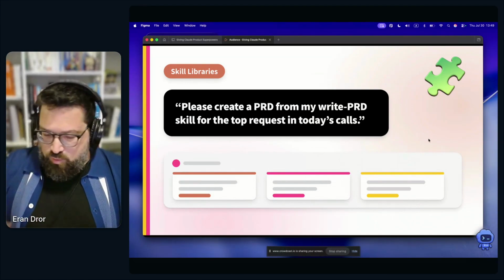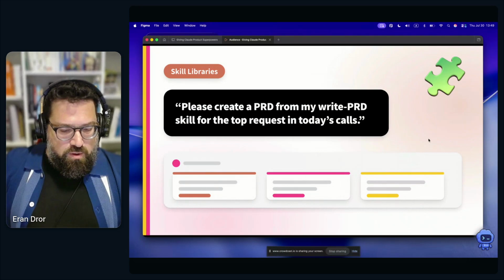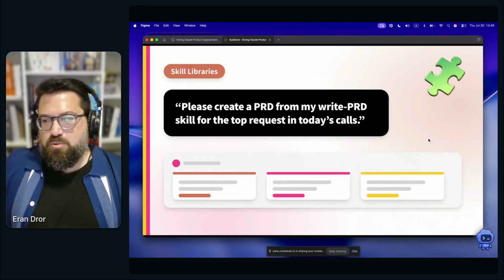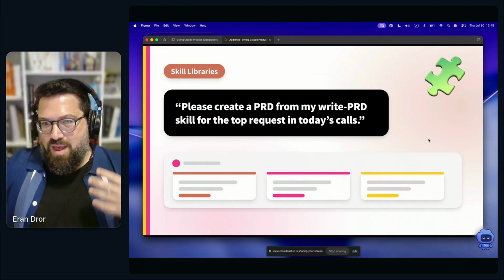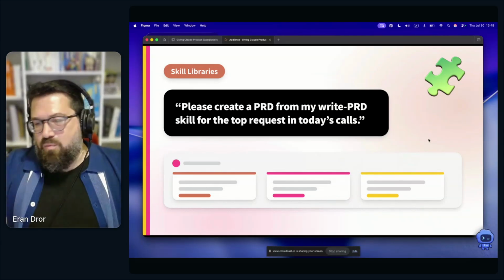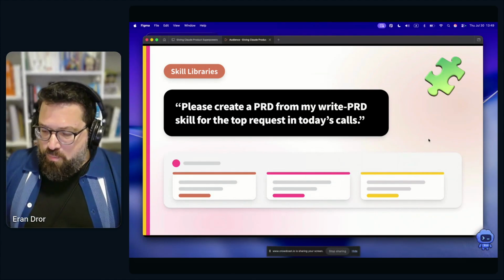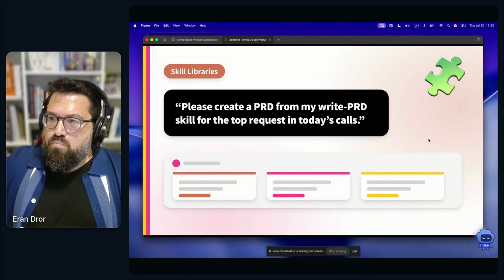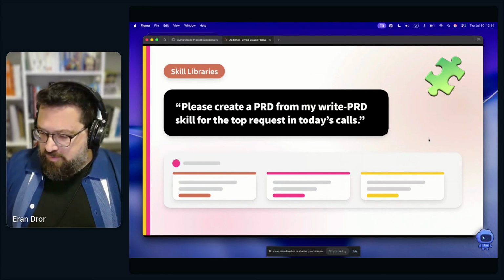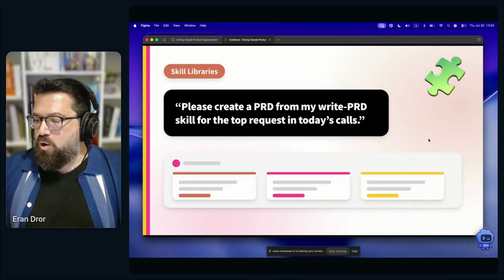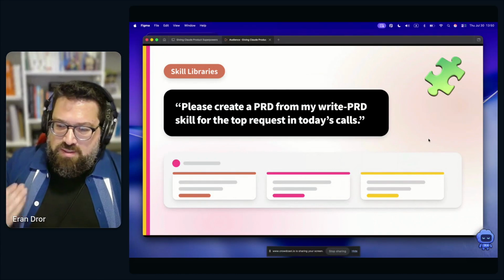And the cool thing about this, I would say, is it's not that Claude didn't know how to write a PRD before, but it was sort of an average PRD. It looked at a bunch of PRDs on the web, and it would write what seems to be the most common practices. But a really great PRD skill or a really great spec skill is opinionated and puts more emphasis on certain things.